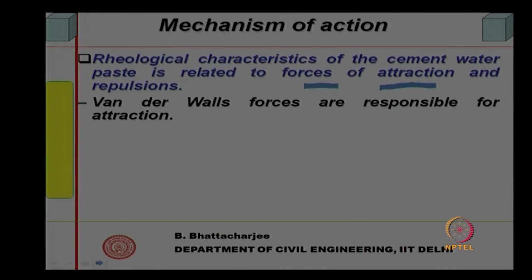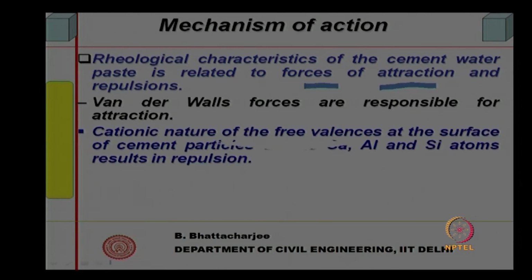Van der Waals forces between the covalent compounds in the cement, as we have seen earlier when we looked into the chemistry of cement, will cause attachment; they will try to bring the particles together. So, they are attractive forces, whereas the free surface valences are essentially cationic in nature, because calcium ion and aluminum are there and they are cationic in nature.